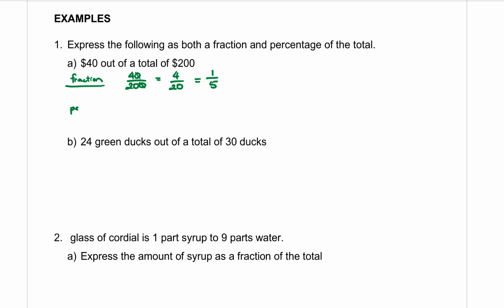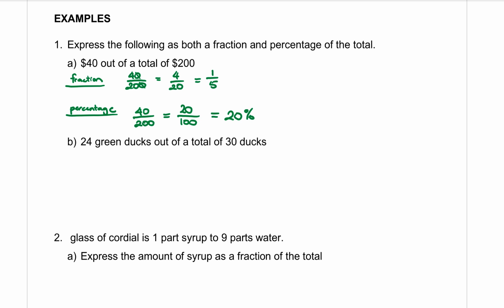What about as a percentage? To write it as a percentage, we have 40 out of 200. That was our starting fraction before. Remember that a percentage is always out of 100. If I can change that fraction to have 100 on the bottom, that means the top number is my percentage. So all I need to do is divide 200 by 2 to get 100. And 40 divided by 2 gives me 20. Okay, that would be the equivalent fraction. So that means that is 20%.